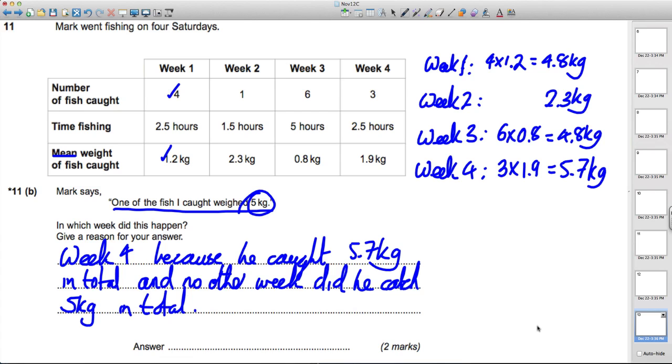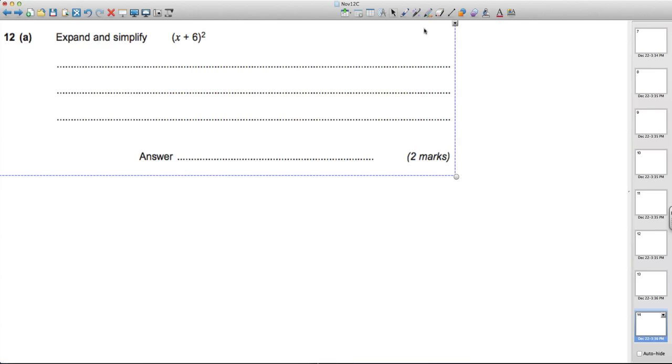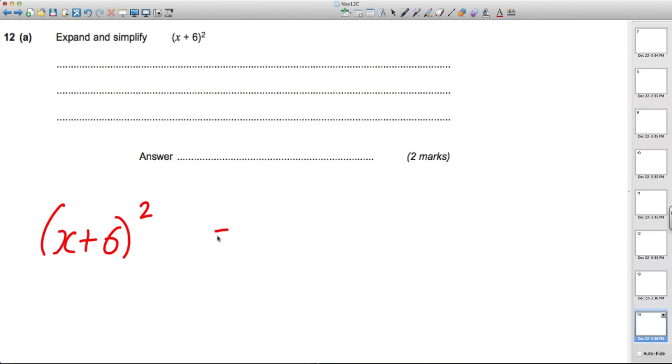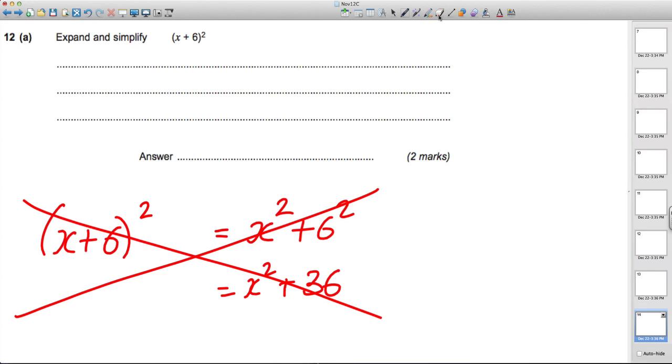Okay, and it's as simple as that. Next question, question 11, expand and simplify. Let me show you the common mistake. Please do not do this. X plus 6 squared, students write x squared plus 6 squared, and they write x squared plus 36. This is not right at all. Do not fall for that mistake.